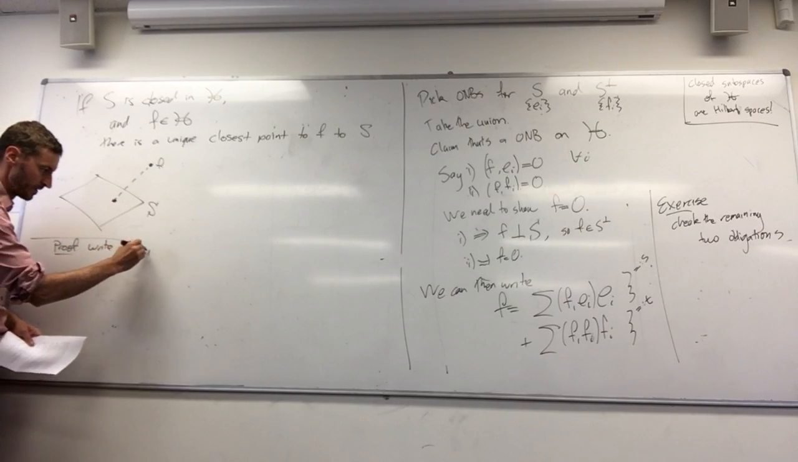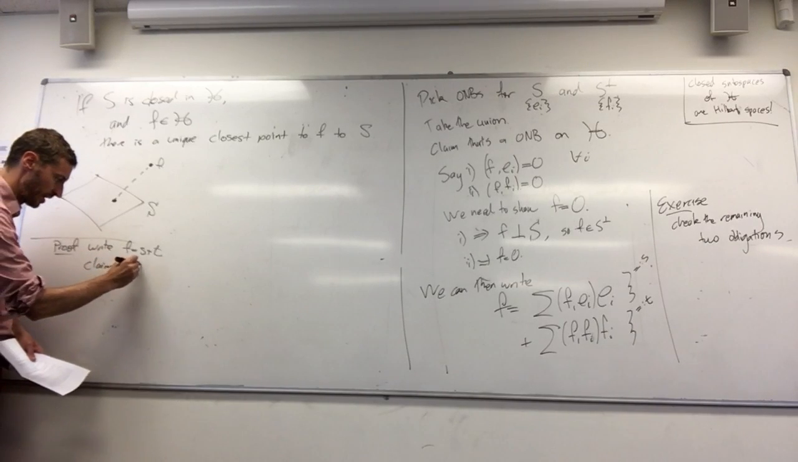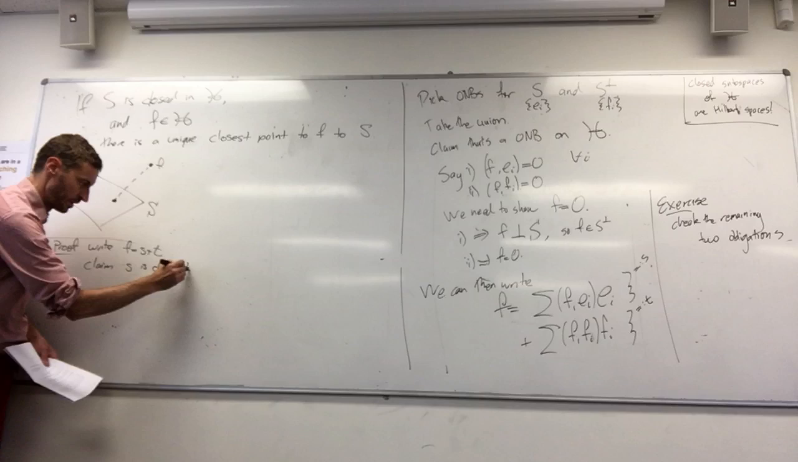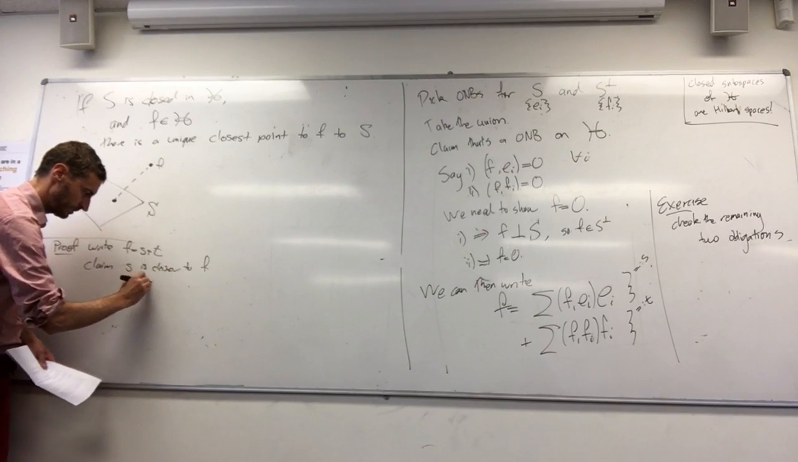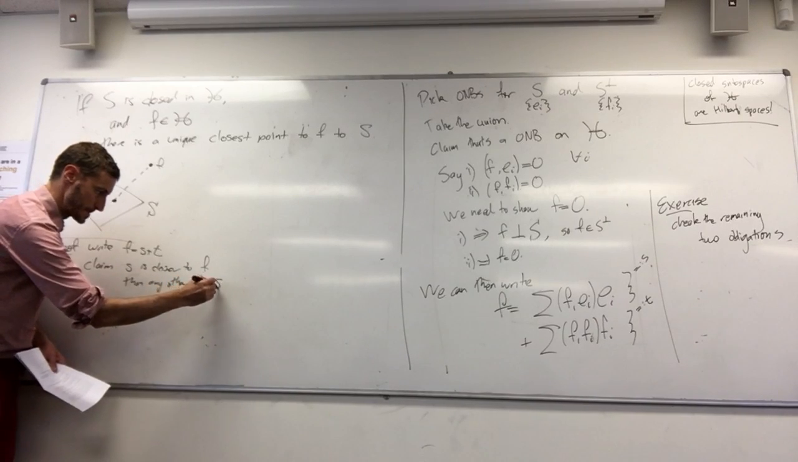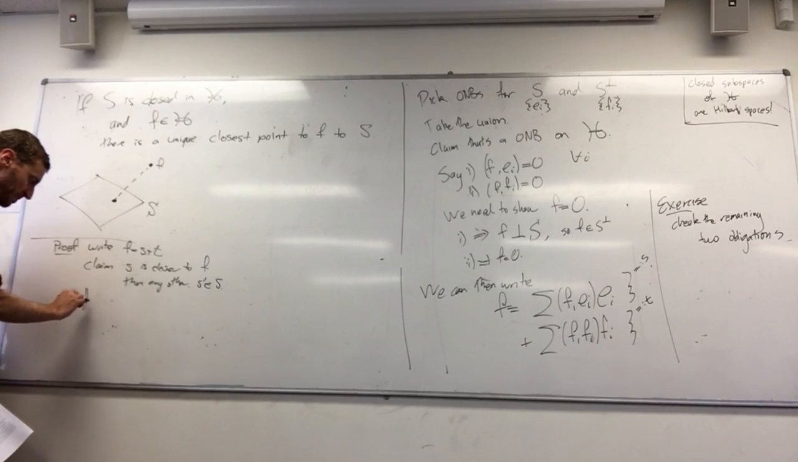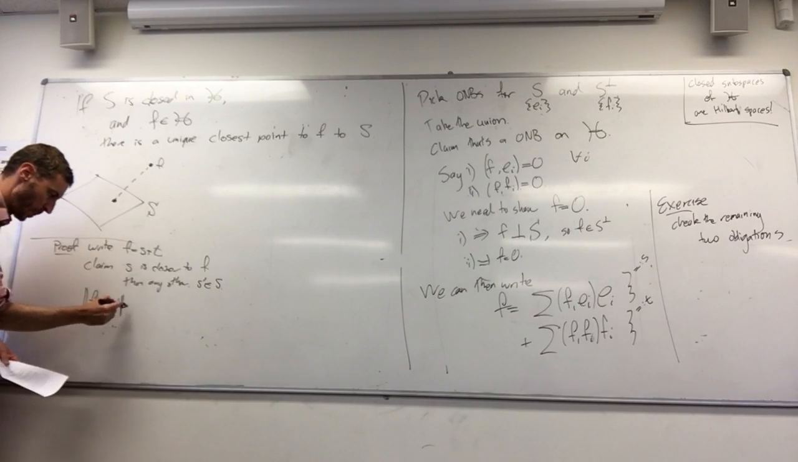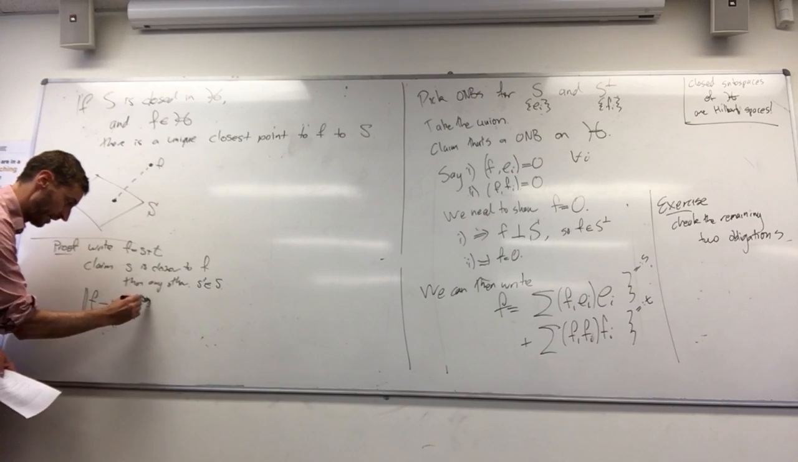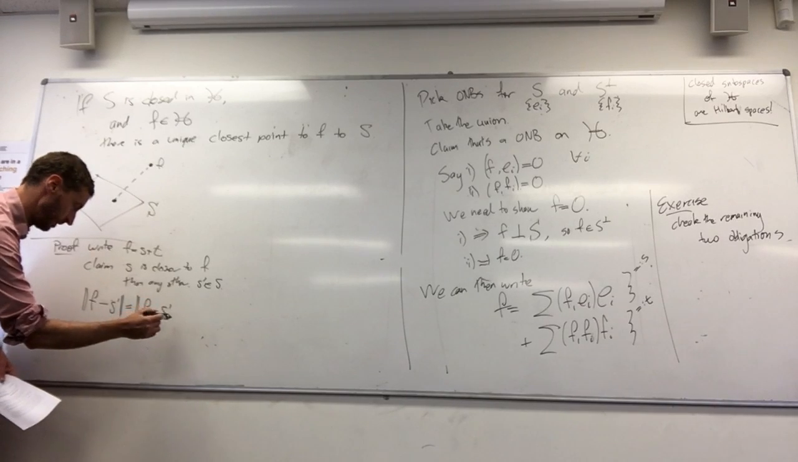So we just write f as s plus t. And then we claim that s is closer to f than any other s prime in S. And how do you do that? Well, you just look at the distance from f to s prime. And you write that as f minus, let's see, what do we do?